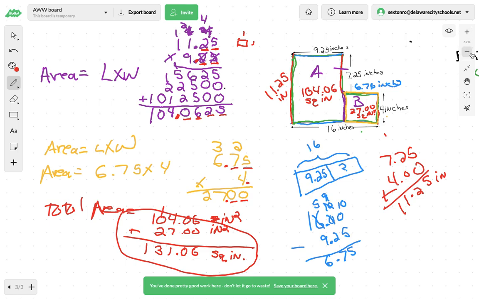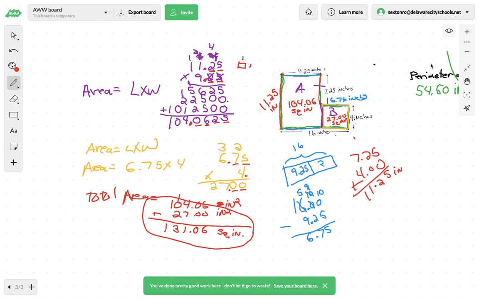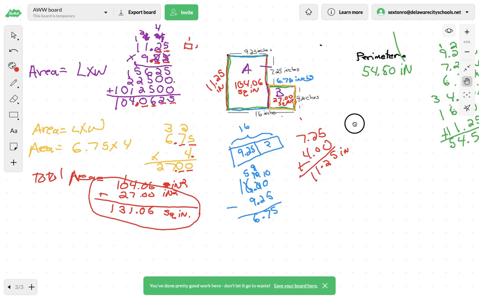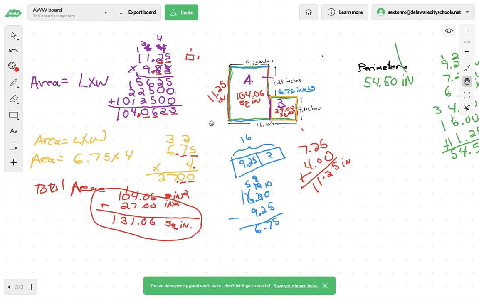What a beast. It was a lot to it, but we took it one step at a time, and we were able to find all the things we needed to know about that shape.